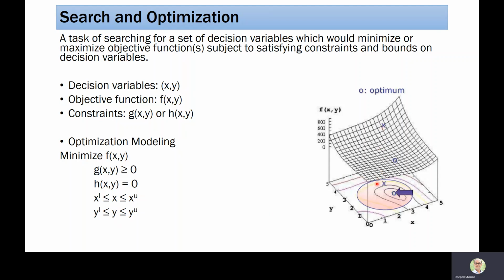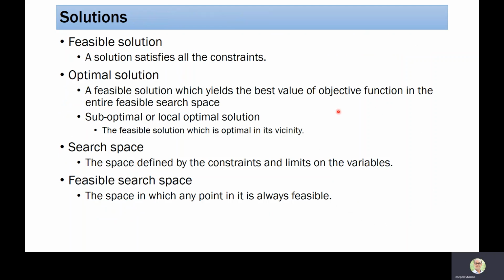Since we don't know, we start with a point, say X. X means it has a certain value of X and a certain value of Y, so this cross. Now we have some way so that we are going towards this O, which represents an optimum solution for the given problem. Now, when we are talking about solutions, there are different kinds of solutions available here. What are those solutions?